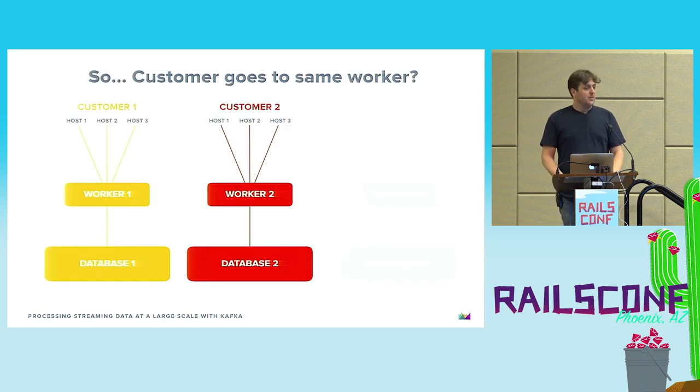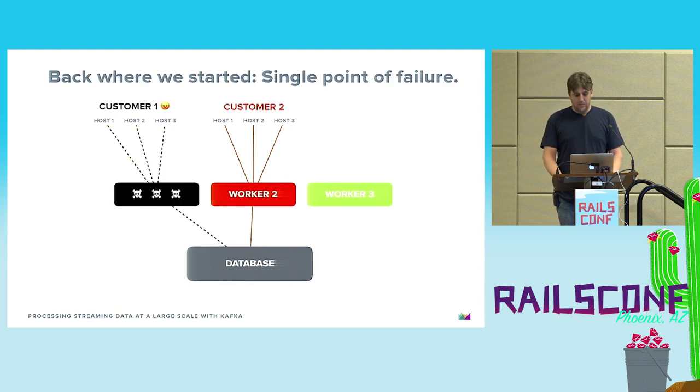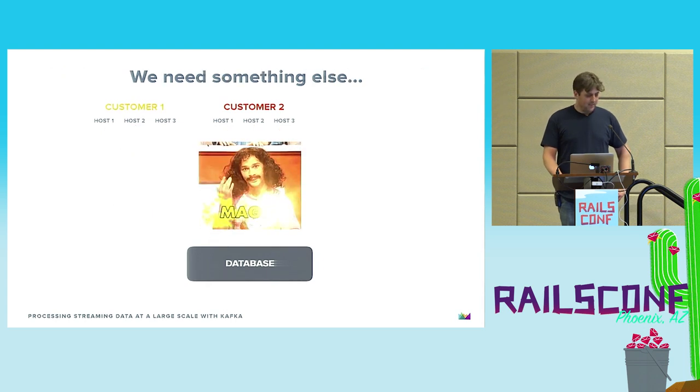So we're back here. We want to route all the customers' streams to a single worker, which gets written to the database. And actually, if we can do this batching, then we don't really need the sharding anymore, per se. So we could maybe get away with just having a single database. But of course, we're back where we started at the beginning of the talk, because we now still have a single point of failure. This thing can fail, and the customer will be really unhappy. So we need something special.